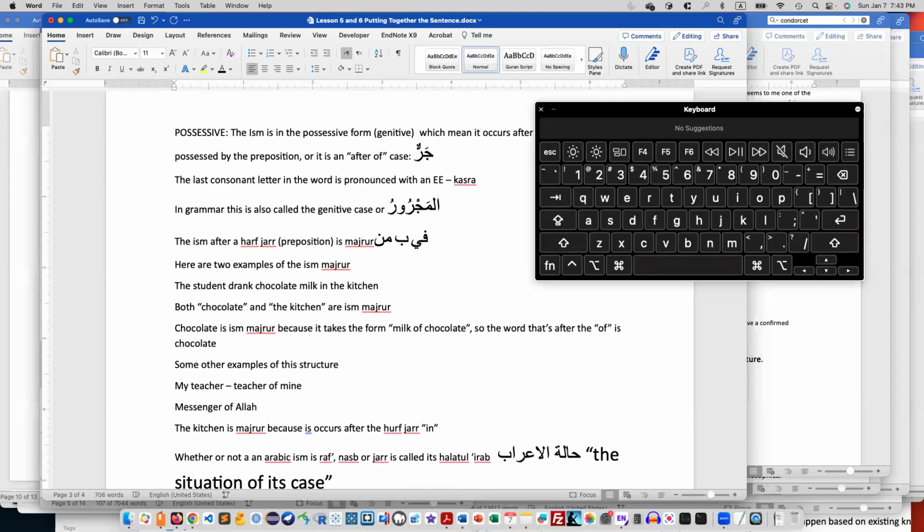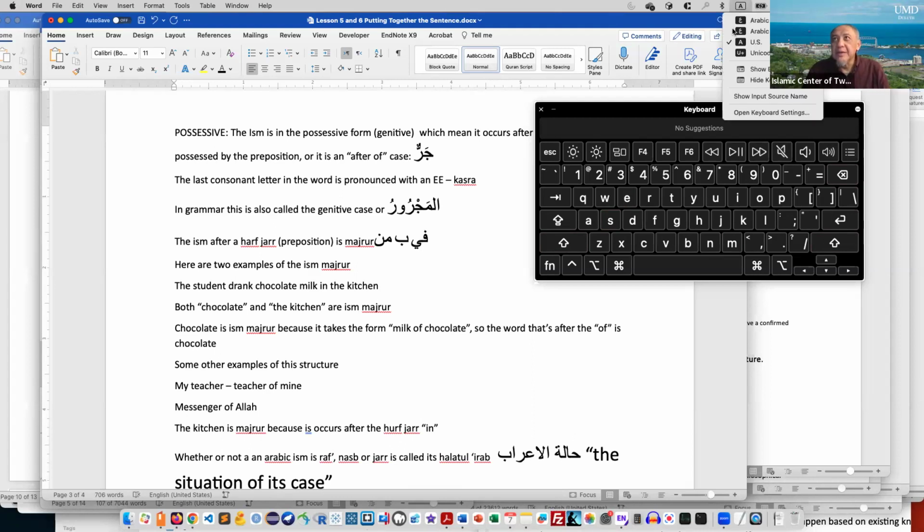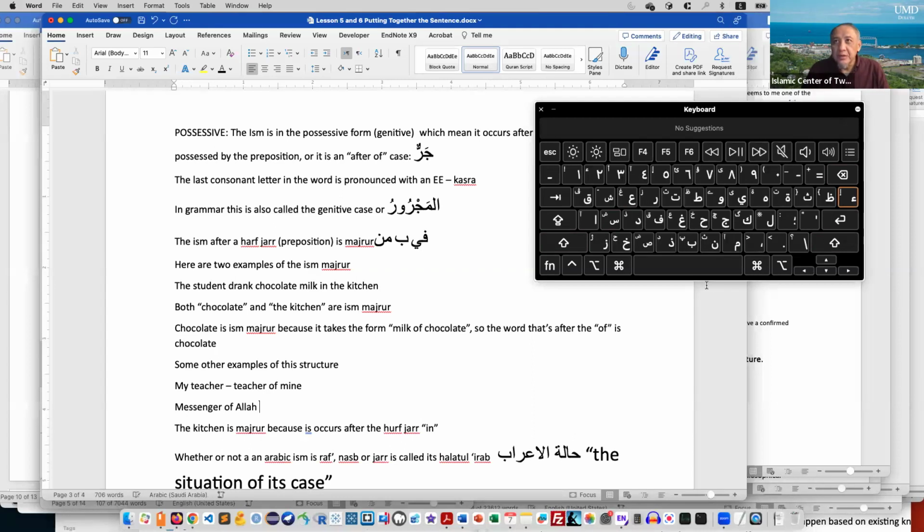Okay. Now, this is very simple. We know how to write this in Arabic, right? How do we write it? Let's write this in Arabic. Messenger of Allah. So it's Rasul, isn't it? Rasulu, right? Messenger, we know that. Then how to write the next one? Allah.